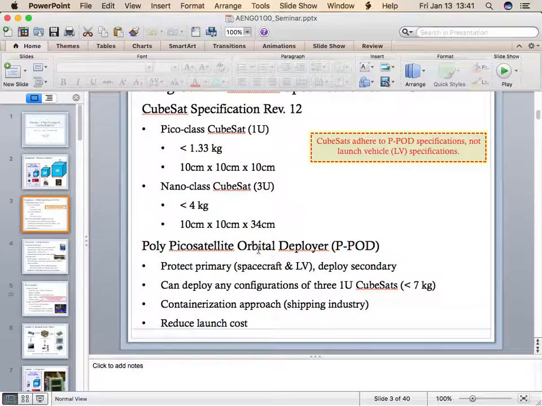So what is this called? PPOD. What does PPOD stand for? Okay. Poly means multiple. Picosatellite orbital deployer. It can deploy multiple picosatellites, and you can deploy it in orbit.